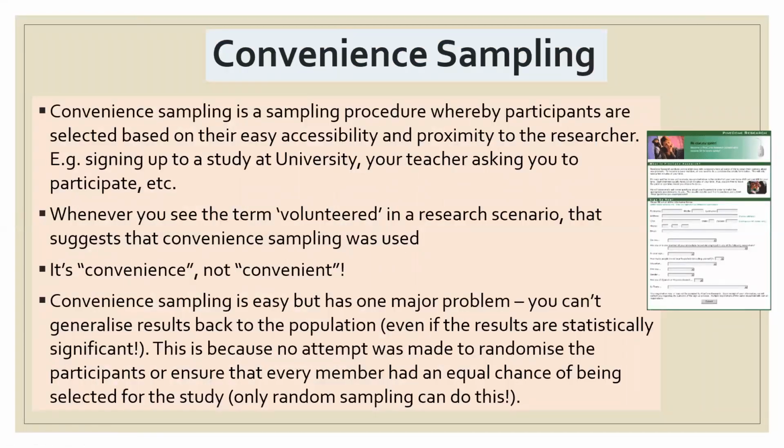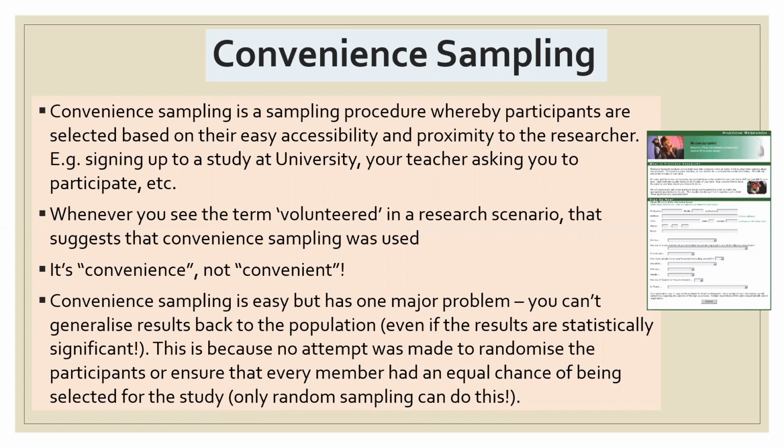That basically is what convenience sampling is about. Convenience sampling is easy. It doesn't take a lot of time or cost a lot of money, but it does have one major problem in the sense that we cannot generalize results back to the population. The reason is that not every member in the population had an equal chance of being selected. Only random sampling can achieve that equalization of participants, but convenience sampling can't do that.